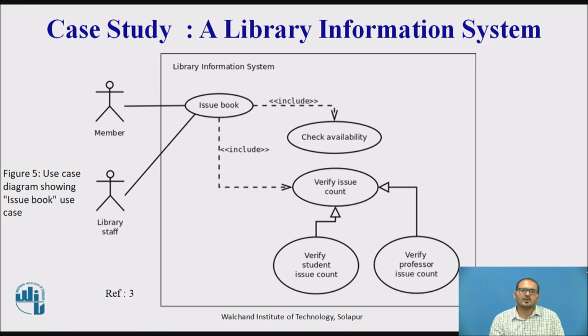The maximum number of books that can be issued to a user depends on whether he is a student or a professor. So verify issue count is a general use case which has been specialized by verify student issue count and verify professor issue count use cases. These have been represented by the generalization relationship as shown in the figure. In the above scenario, member is the primary actor who triggers the issue book use case. Library staff is a secondary actor here.